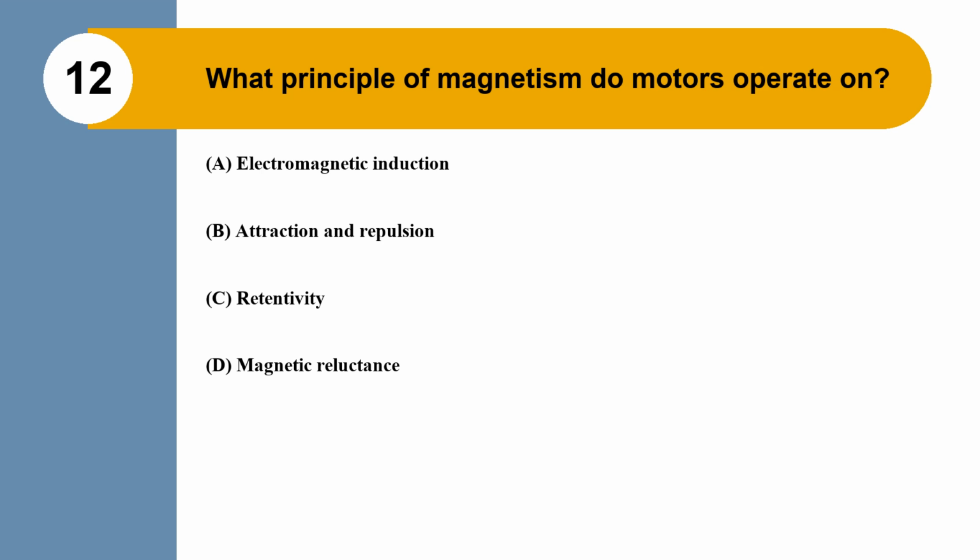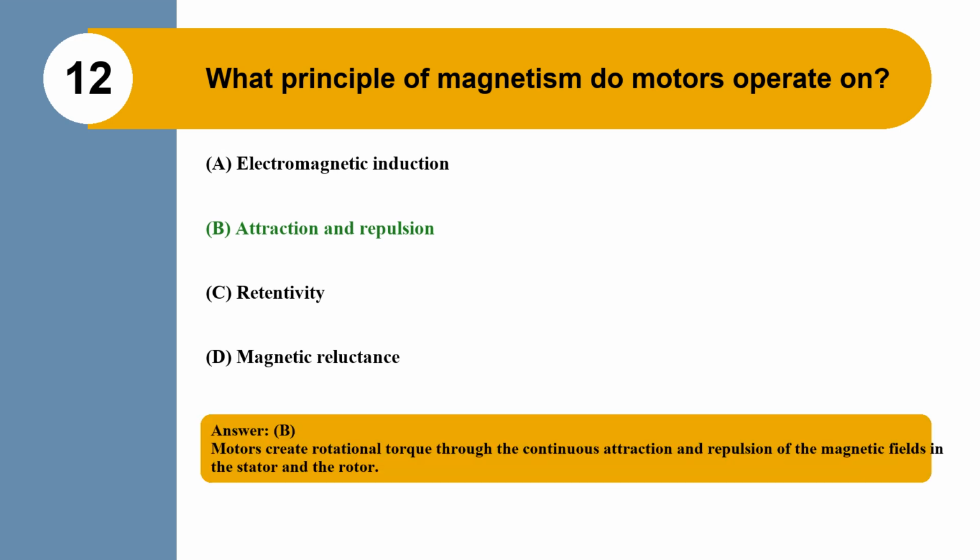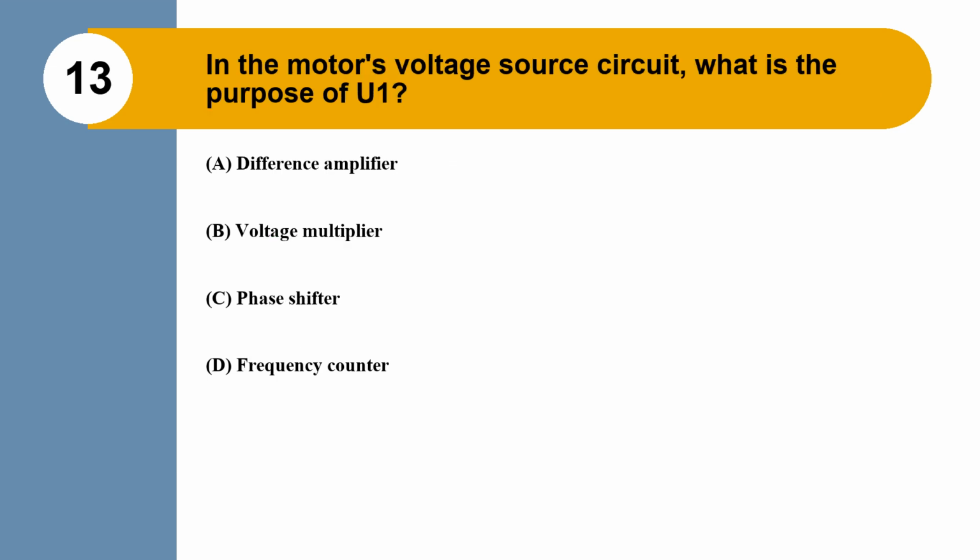Option A. Electromagnetic induction. Option B. Attraction and repulsion. Option C. Retentivity. Option D. Magnetic reluctance. The correct answer is option B. Attraction and repulsion. Motors create rotational torque through the continuous attraction and repulsion of the magnetic fields in the stator and the rotor.